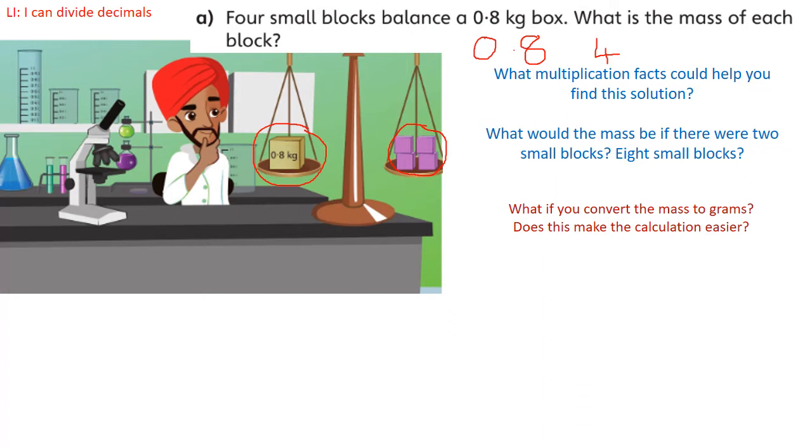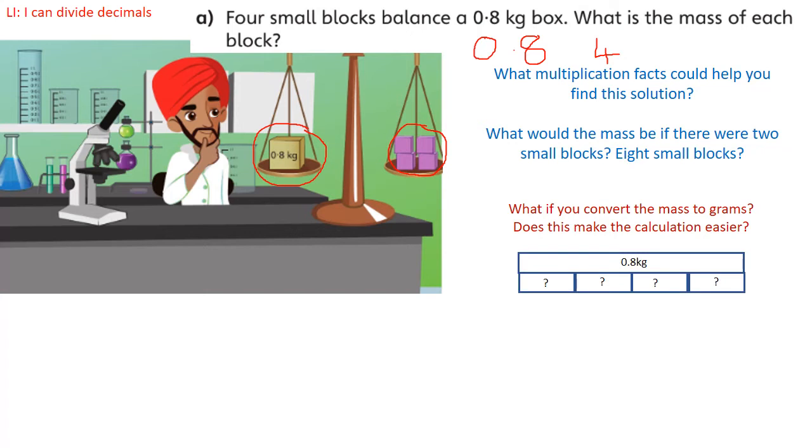We could draw a bar. So our total weight is 0.8 kilograms. We don't know the weight of each of these blocks, but we do know that all 4 of them are the same and they all add up to 0.8 kilograms. So something plus something plus something plus something equals 0.8. So what operation are we going to put in here? Yeah, you're right, we are going to need to divide.